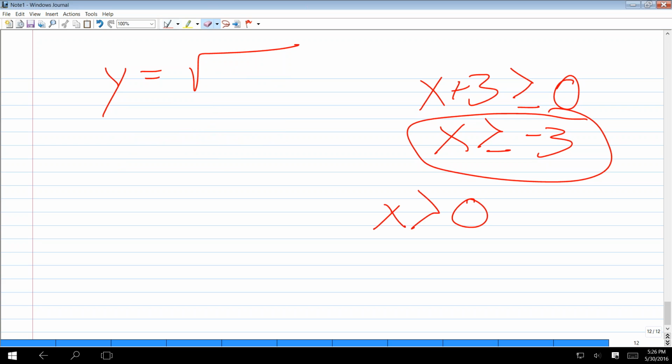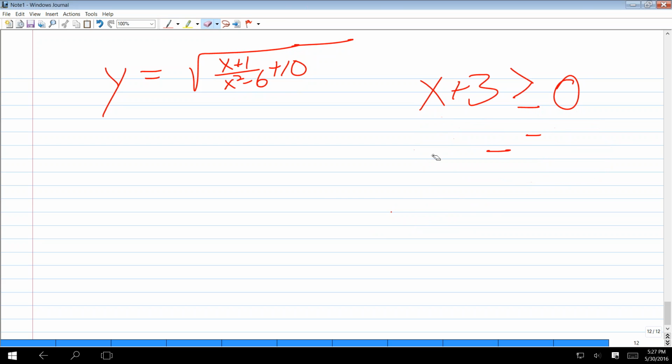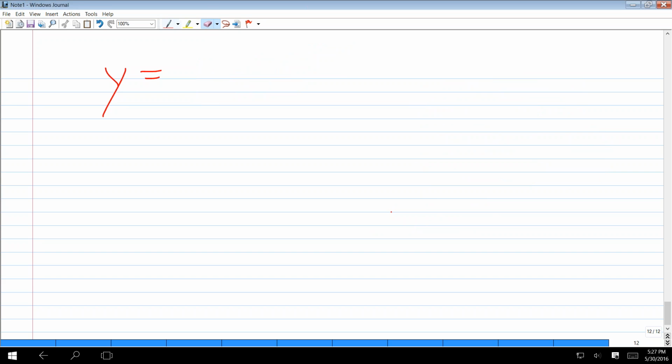But make that really complicated, like x plus 1 over x squared minus 6 plus 10. Well, now how would you solve it? You would take that entire thing, force it to be greater than or equal to 0, and then solve it. And that would be how you would get your domain. So you just take whatever's inside the radical sign. Okay.